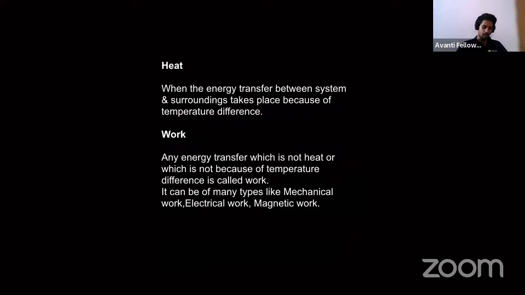Heat is nothing but the energy transfer between system and surroundings that takes place because of temperature difference. I said, because of temperature difference, what happens? Let's say we have kept a cold water bottle in the hot summer outside in the surroundings. What happens? The bottle is the system. It will absorb the heat, right? Slowly the water molecules will become hotter and hotter. That is nothing but transfer of heat from surroundings to system.